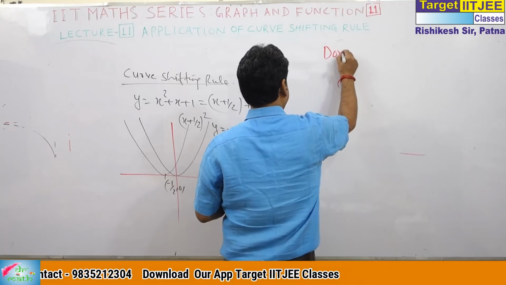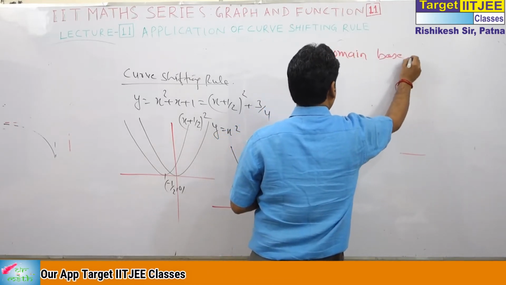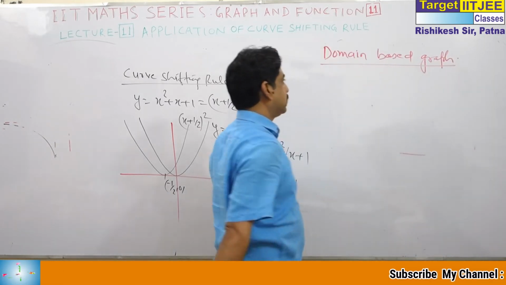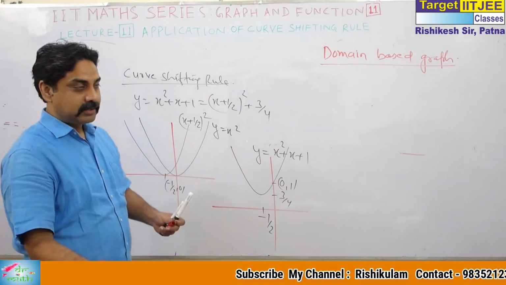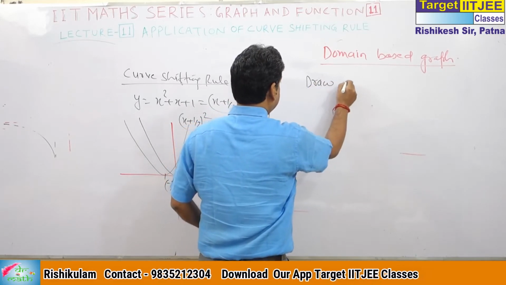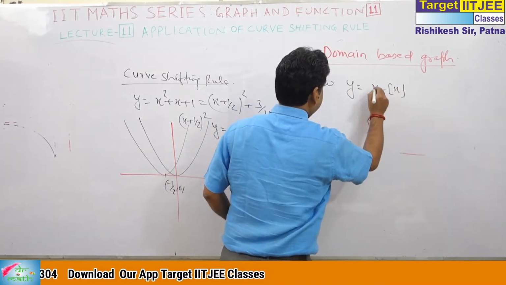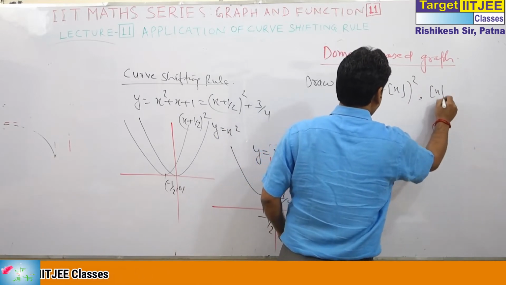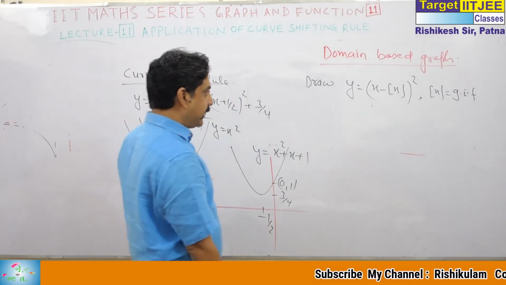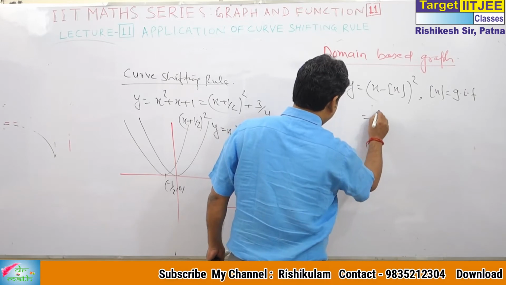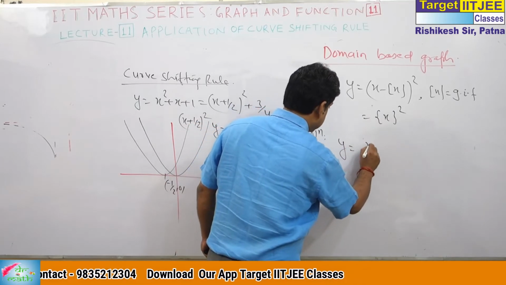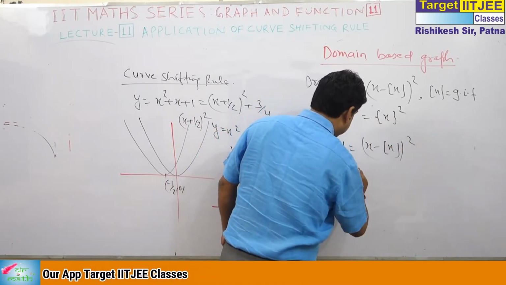Now, let me do a topic: domain-based graph. This is my terminology. What does domain-based graph mean? Actually, all graphs are based on domain, but what does domain-based graph mean? Suppose we have to draw y = (x - [x])², where [x] is the greatest integer function. We can also write it as {x}², the fractional part of x squared. How do we do this? This is interesting.